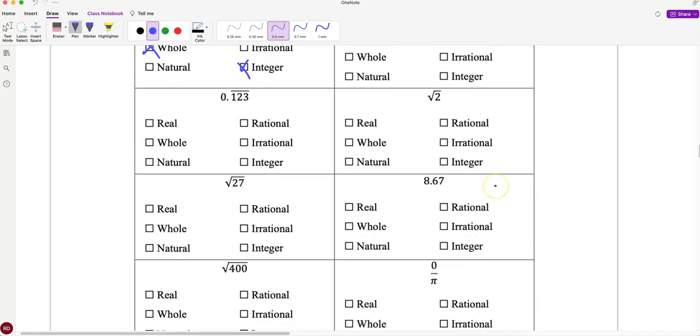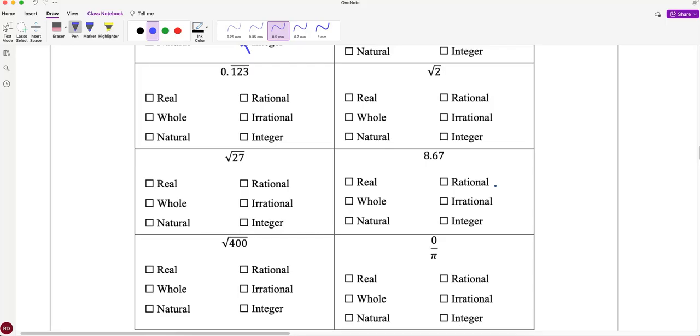0.123 repeating. What we showed on the previous page is anytime a decimal repeats, it is rational. Okay, so I know it's rational because repeating decimals are rational. Is that real? Yes. Is that a whole number, like 0, 1, and 2? No. Is it a natural number? No. Is it an integer? No.